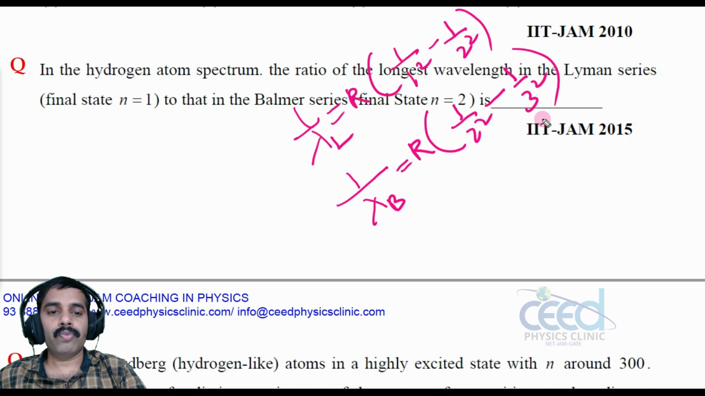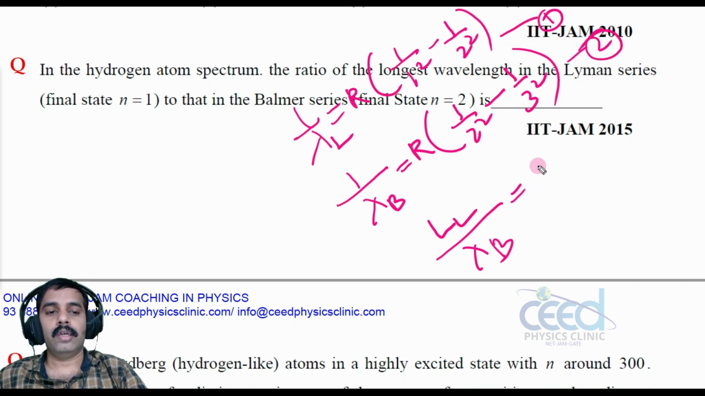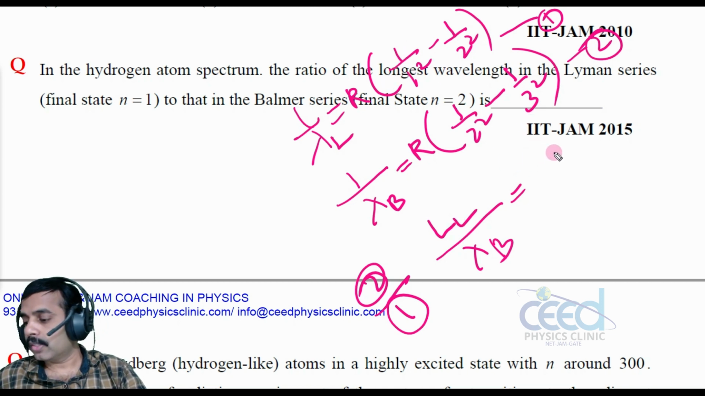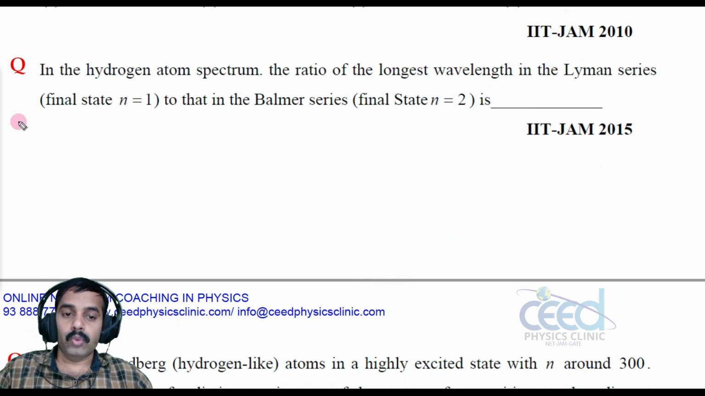Now we need to find lambda L divided by lambda B. To find that, we can divide equation 1 by equation 2, and then you will get lambda B divided by lambda L. So it is only mathematical calculation. When you solve this, the answer is 0.185. Okay, now let us come to another question.